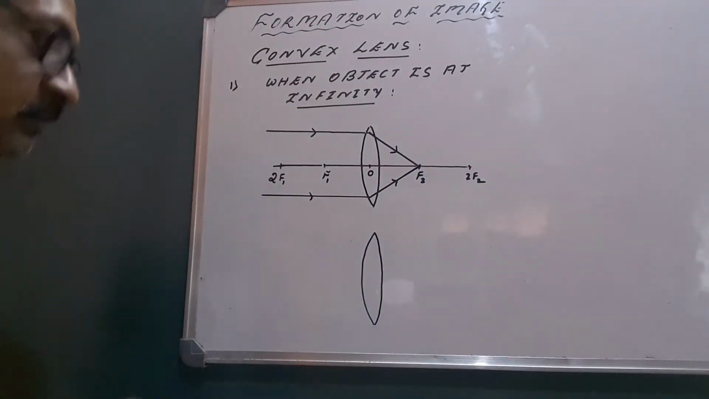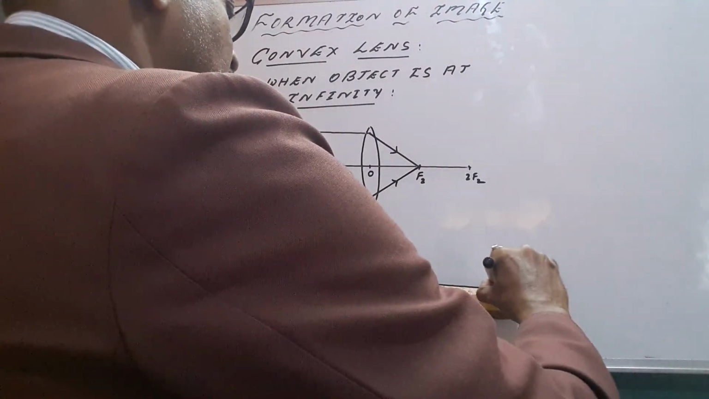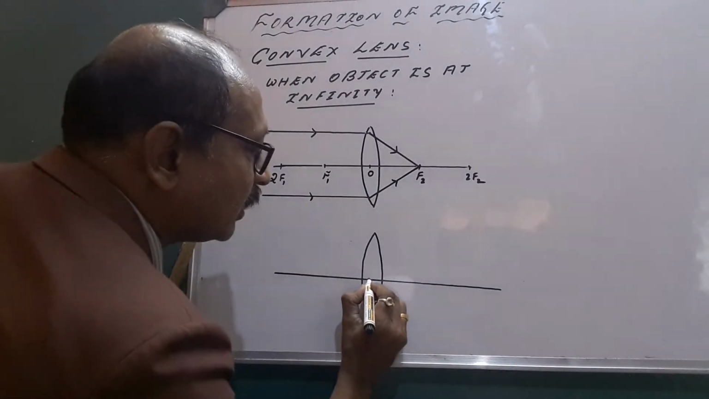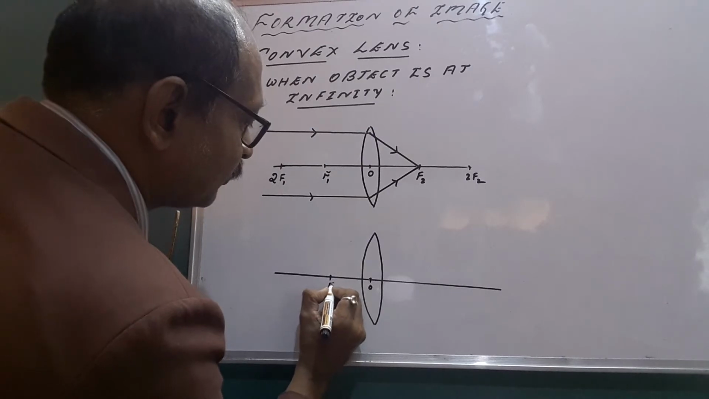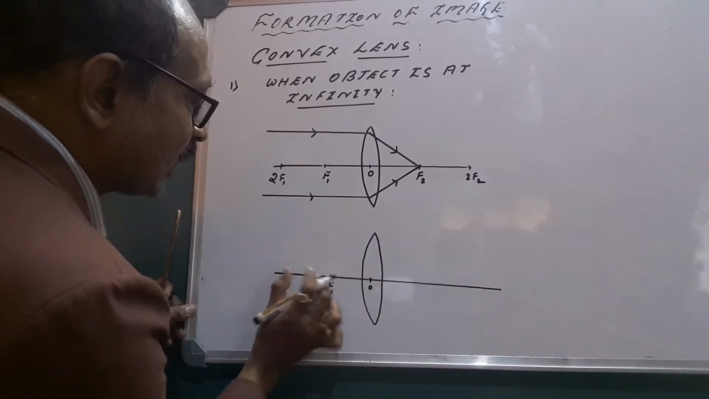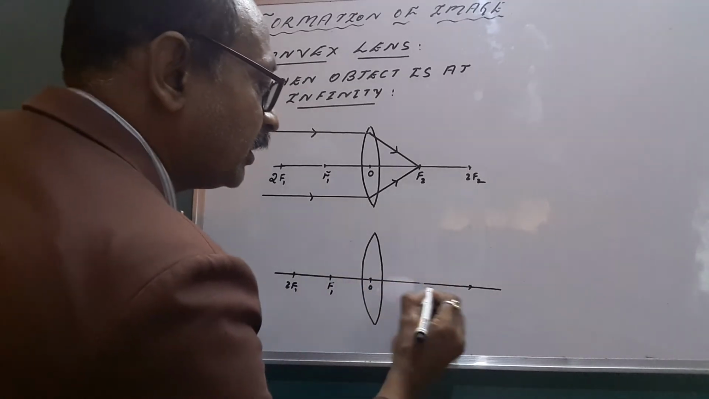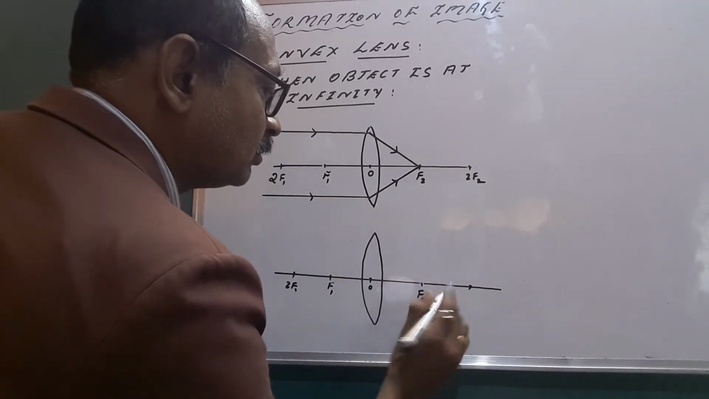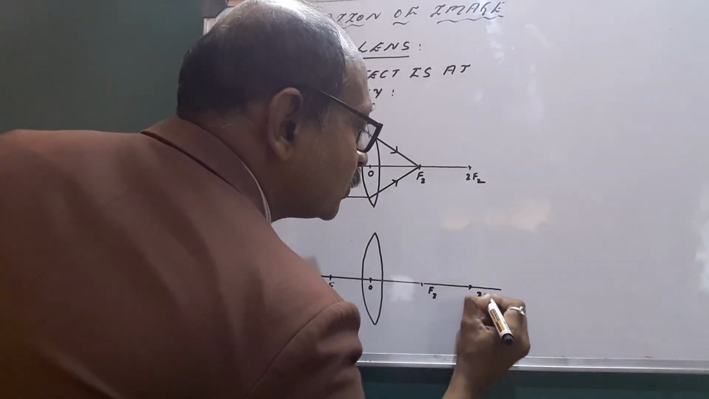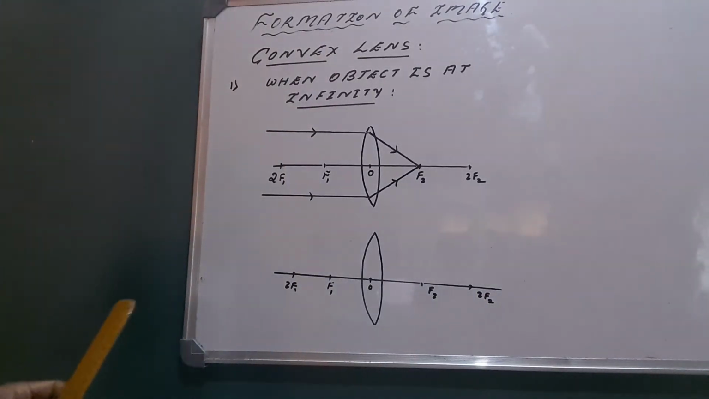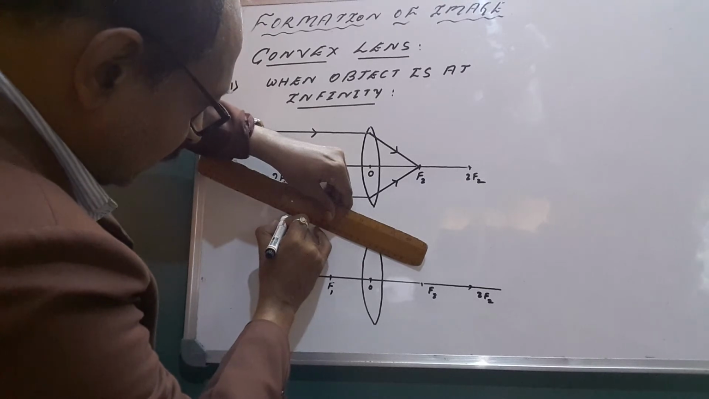This is the lens. So we have the principal axis. Here we have the optical center. Let us say here is the focus F1. At the same distance we have 2F1. In the same manner we have F2 here and 2F2. So I will take oblique rays like this.